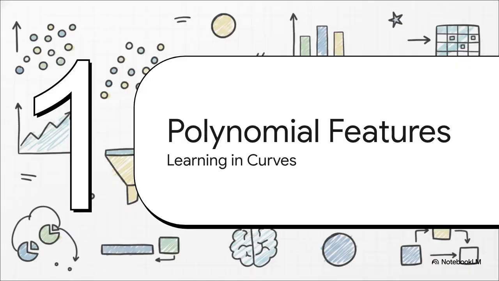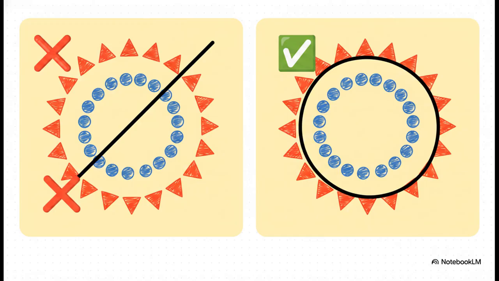Section 5. Synthetic polynomial features. Learning in curves. Okay, so what do we do when our dataset classes are fundamentally mixed together in a way a straight line just can't separate? Imagine a scatter plot where one category forms a dense circle right in the middle, and the second category forms a wide ring around it. When a straight line fails, we can actually use a curve to cleanly separate the data, and we can do it without abandoning the efficiency of our linear models.